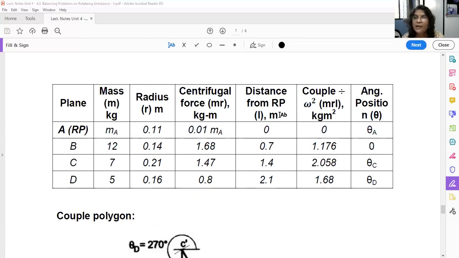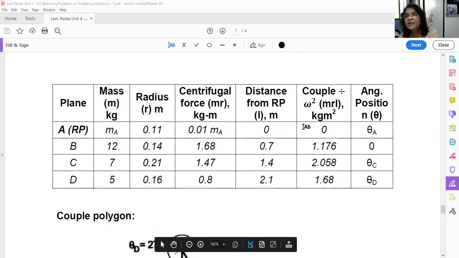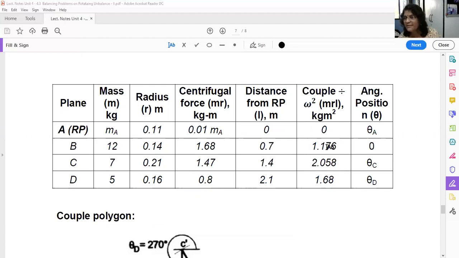Now again here you have to think which plane you will take as a reference plane. Now if I take any of these 3 as the reference plane, what will happen? This unknown will be here, and of the other 2, one will be 0. Any 2 are known in magnitude, but their angles are not known. So you cannot draw the couple polygon, because there are 4 unknowns.